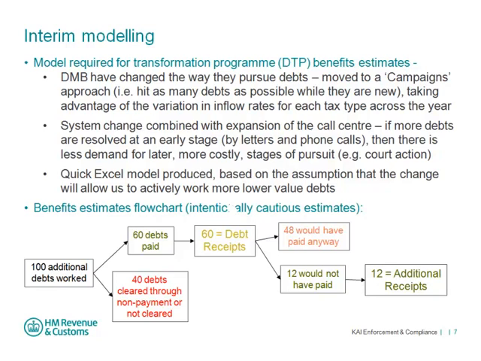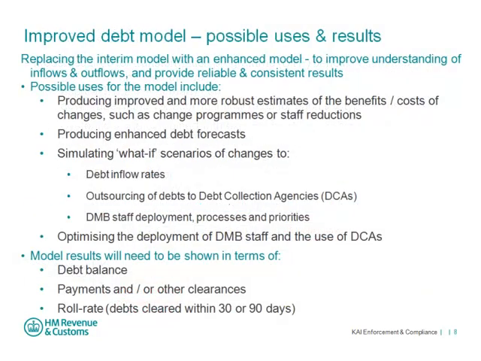There's an assumption that 48 out of that 60 would have actually paid anyway, possibly not quite as quickly, but they would have ultimately paid up. And it's the 12 that wouldn't, which then constitutes additional receipts, which is then the benefit from making this change. I shall hand over to Nikki to talk about the even better modelling we're now doing based on that.